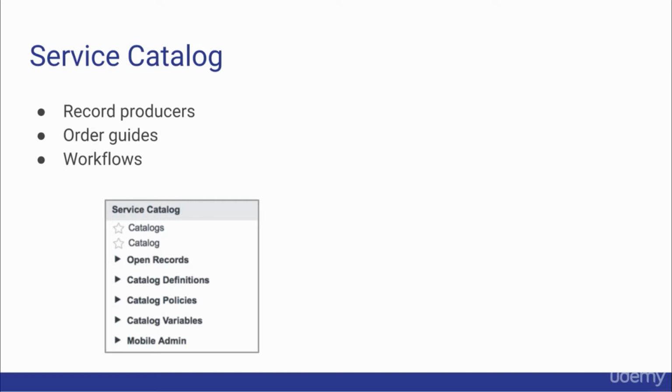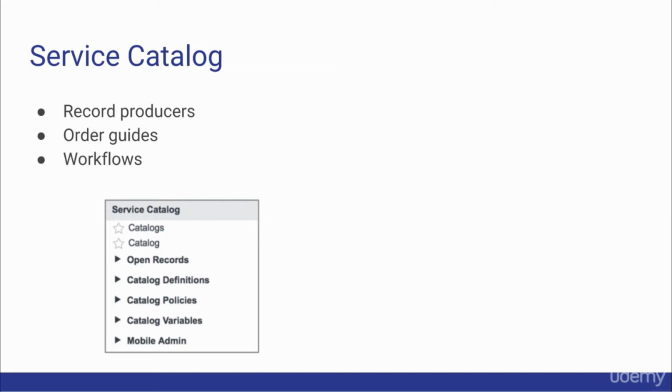Due to the complexity of the Service Catalog, we'll only be scratching the surface. However, we'll cover the main topics such as catalogs, categories, items, requests, request items, tasks, variables, and variable sets. We'll also discuss record producers, order guides, and workflows involved in the Service Catalog.